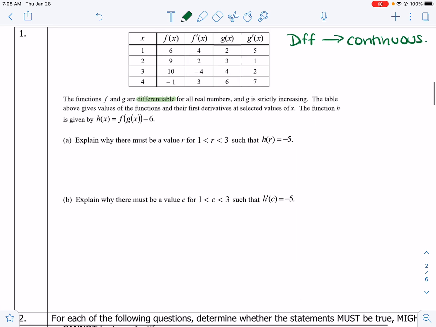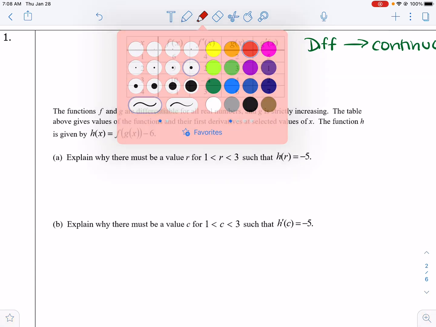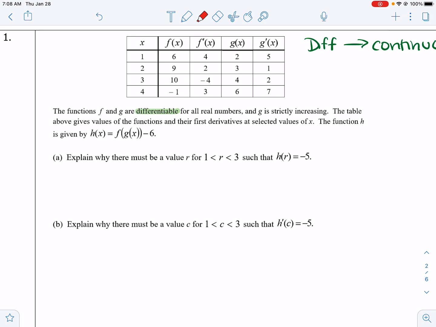Okay, let's take a look. It says g is also strictly increasing. The table above gives values of the function and the first derivatives at the selected values of x. The function h is given by f of g of x, and then minus 6. First question here says, explain why there must be a value r, where r is in between 1 and 3. Okay, here's my interval, where h of r has to equal negative 5.